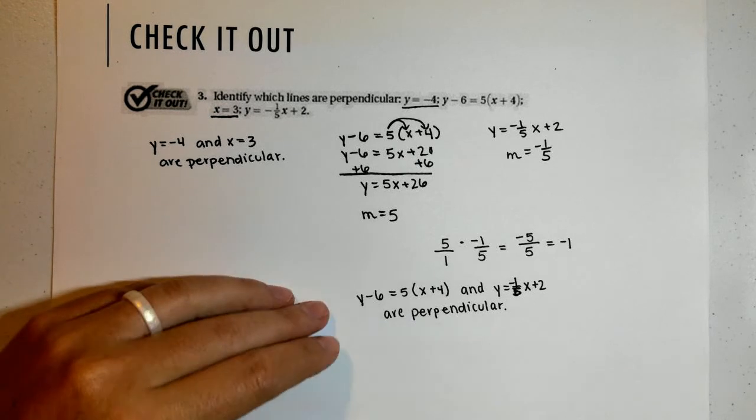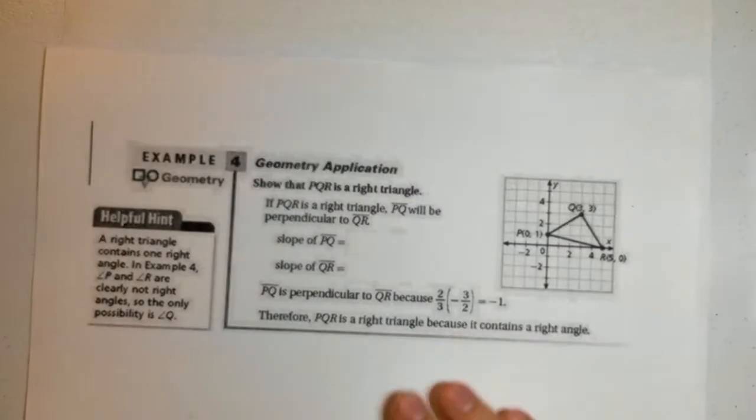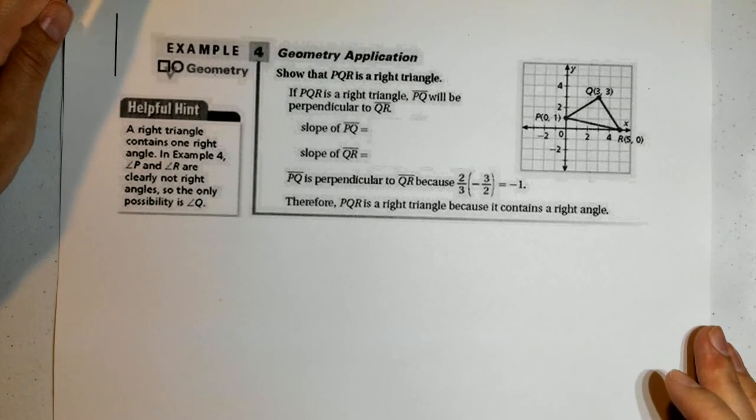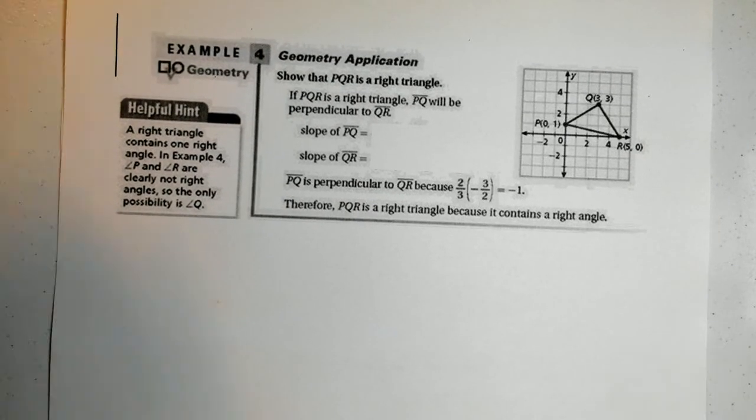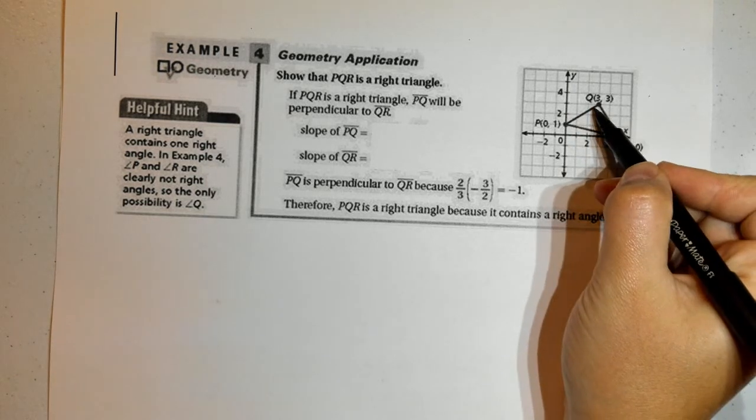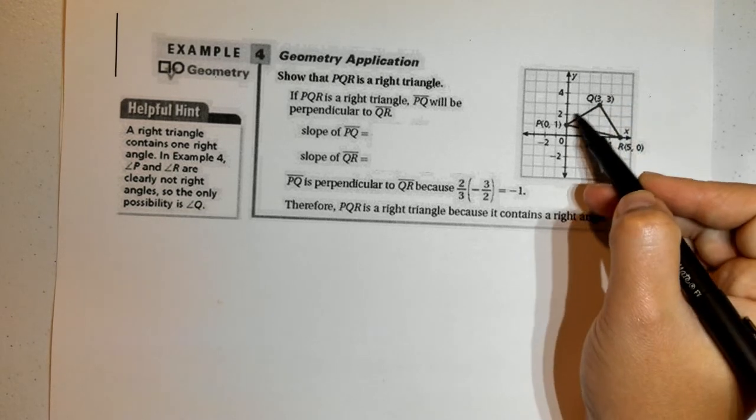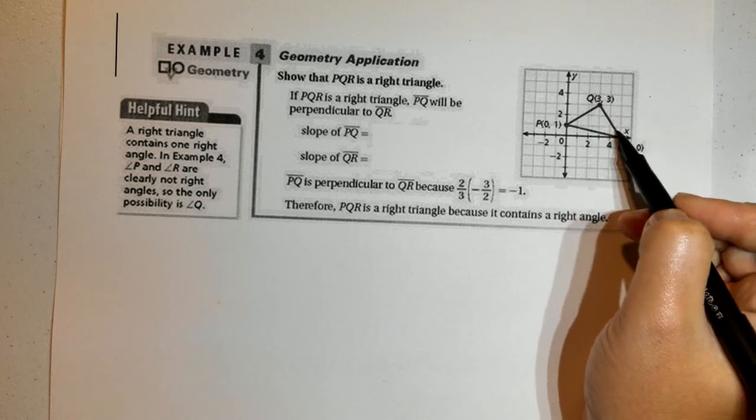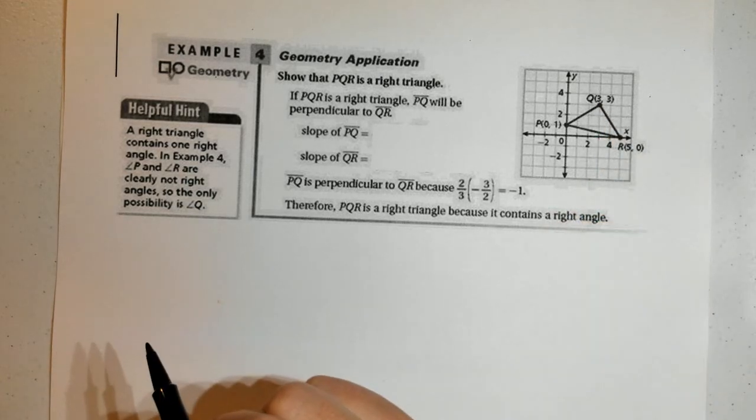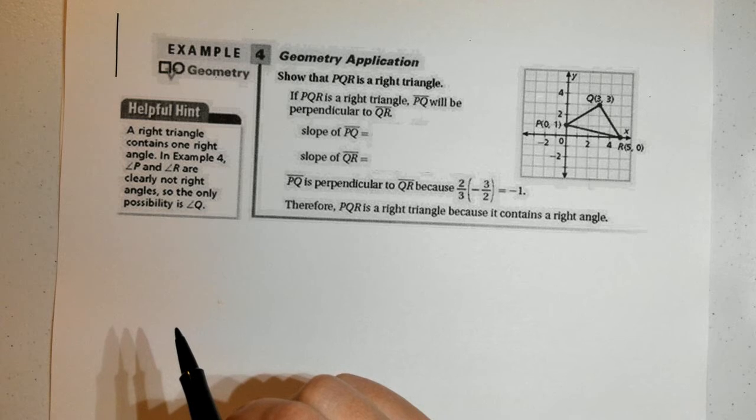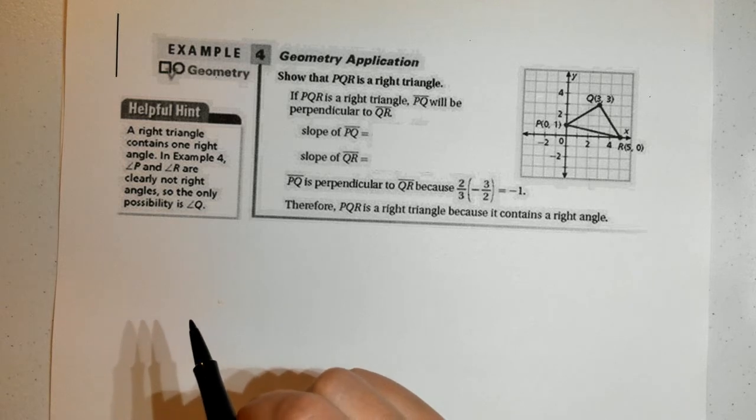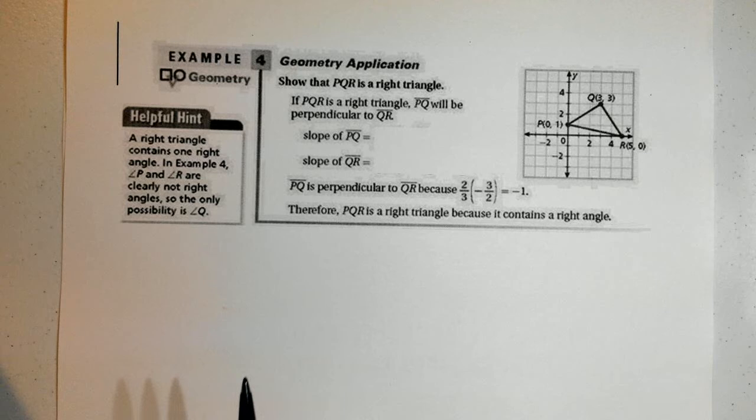So now we're going to look at example 4. We're going to do a geometry application again. It says show that PQR is a right triangle. If PQR is a right triangle, PQ will be perpendicular to QR, because we're predicting that this is going to be the right angle here. So we need to see if PQ and QR are perpendicular. All we need to do is find the slopes of those two lines, and if they multiply together to give us negative 1, then they are perpendicular.